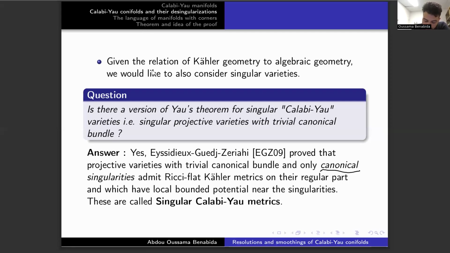So if we suppose this in addition, then these admit Ricci-flat Kähler metrics on the regular part, so away from the singularities. And near the singularities, they have locally bounded potentials. So these will be Kähler metrics on the regular part, and they are singular at the singular parts of the varieties. And we refer to these as singular Calabi-Yau metrics. So this is the most general way of generalizing Yau's theorem to singular varieties.